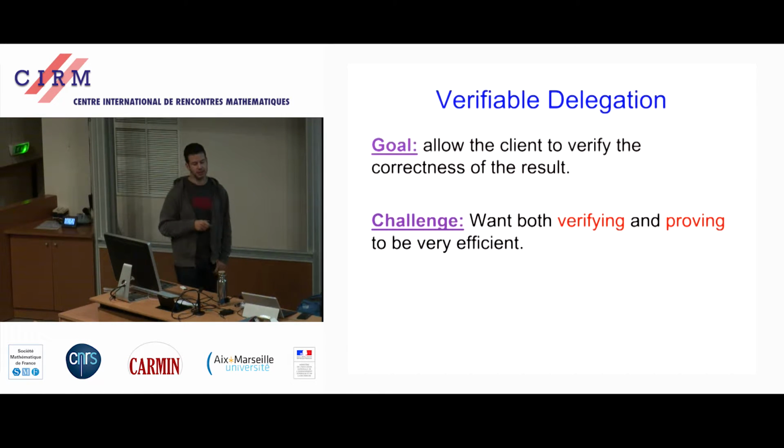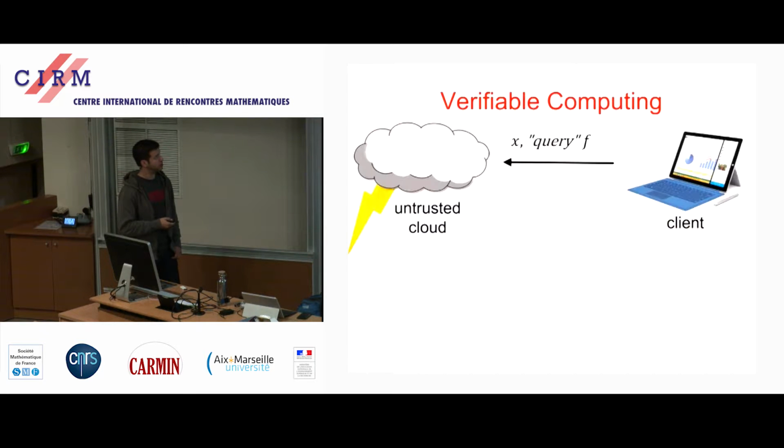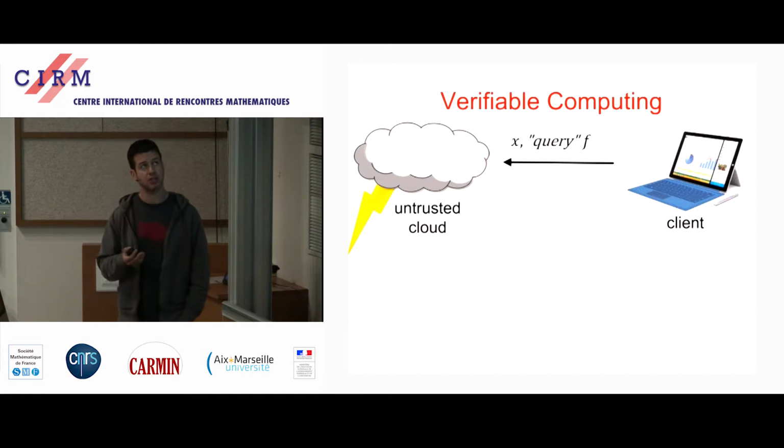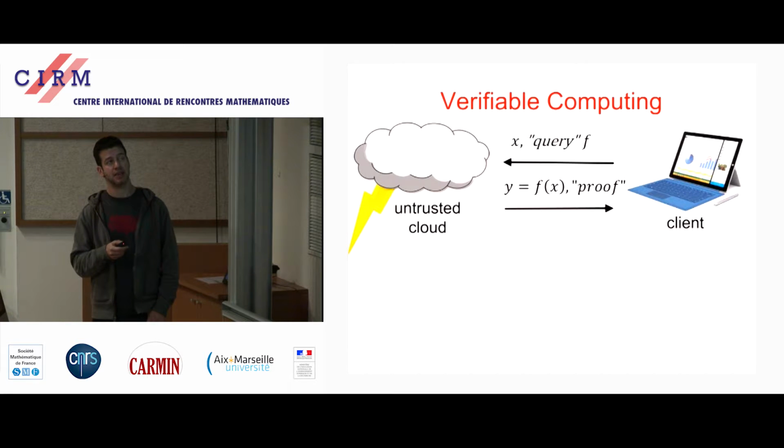So the goal is to allow this client to verify the correctness of the result without running the computation itself. We want the verification to be super efficient, but we also want the procedure of proving, of convincing the client that y is equal to f of x, the algorithm being run by the server, to be efficient, or at least polynomial time. This is the question that's known as verifiable computing. Again, we have this client, it has its query, and what we want now is that when the server says f of x is equal to y, it also attaches a proof, a machine-verifiable proof, that this is indeed the case.